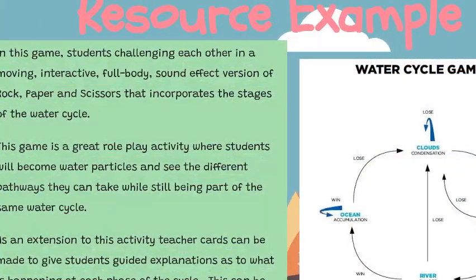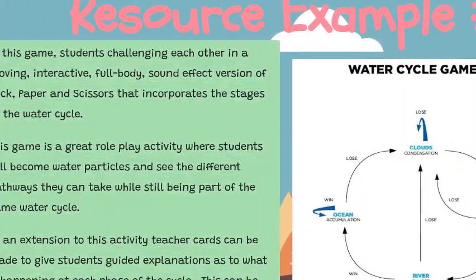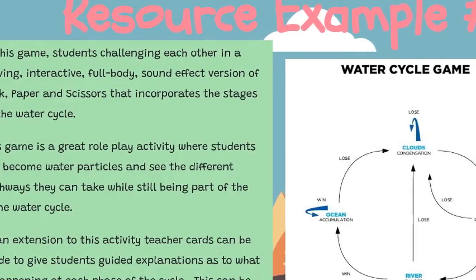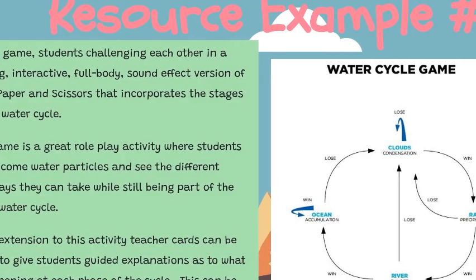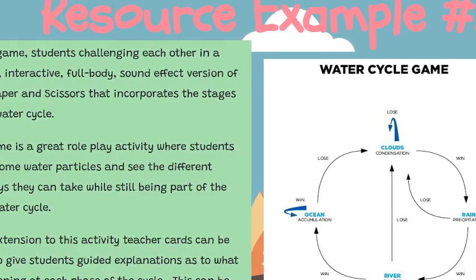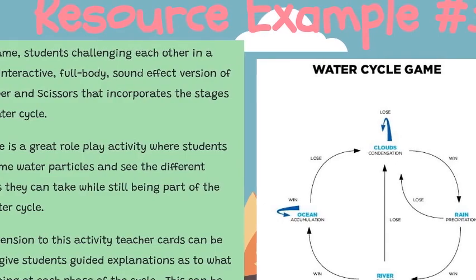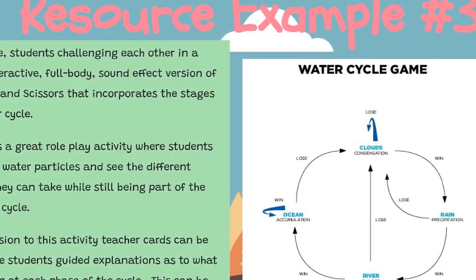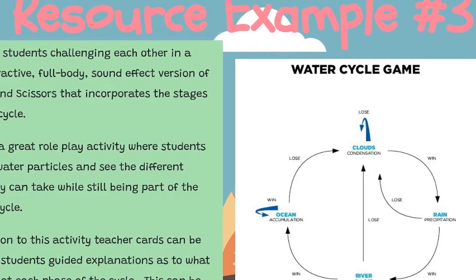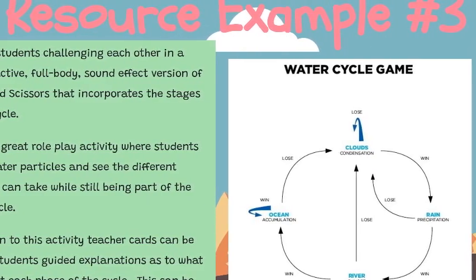Resource example number 3 is a water cycle game. In this game, students will be challenging each other in a moving, interactive, full-body, sound effect version of rock, paper, scissors that incorporates the stages of the water cycle. This game is a great role-play activity where students will become water particles and see the different pathways they can take while still being part of the same water cycle.